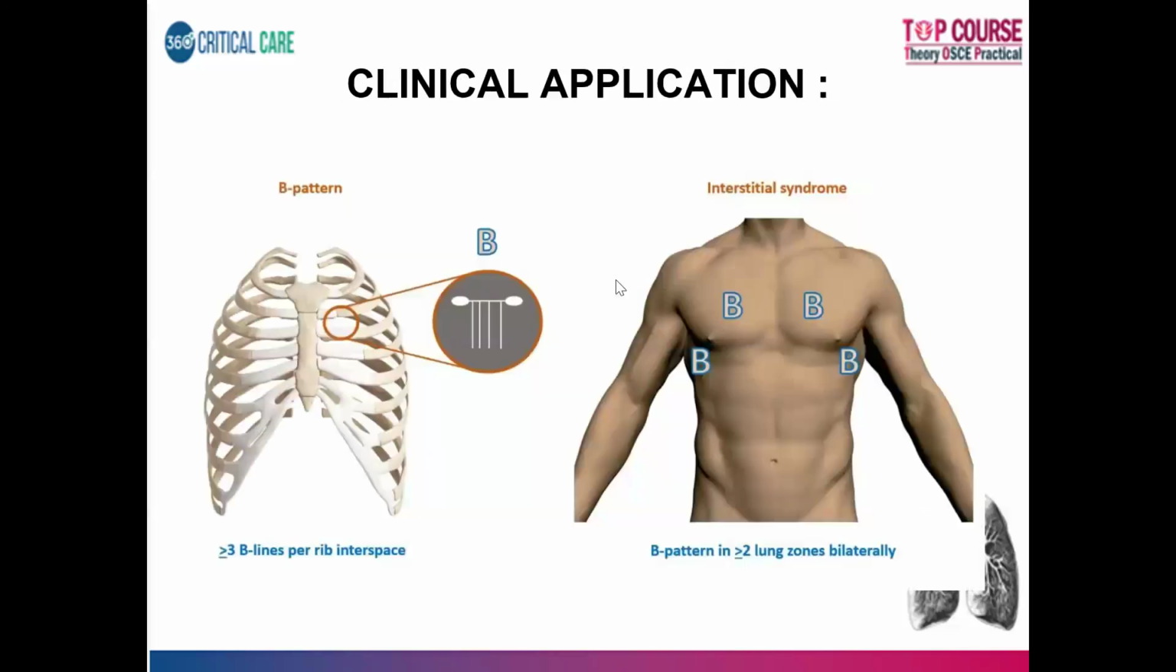Usually, as I told you earlier, 1 to 2 B lines in one intercostal space is acceptable, especially when present in the lower intercostal spaces. But whenever there are 3 or more B lines per rib interspace, it is usually pathological. Similarly, if you have a B pattern present in 2 or more lung zones bilaterally, so left hemithorax 2, right hemithorax 2, totaling more than 4, then it is called interstitial syndrome. Presence of B pattern in 2 or more lung zones bilaterally is called interstitial syndrome.